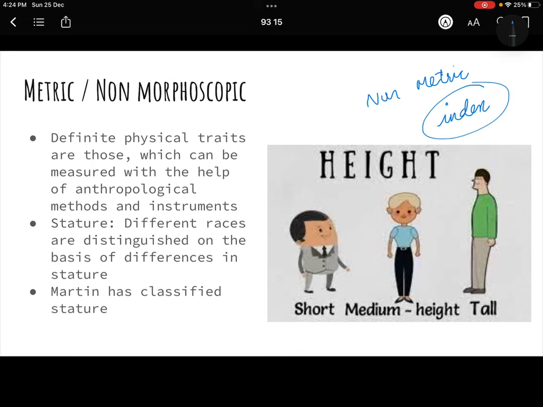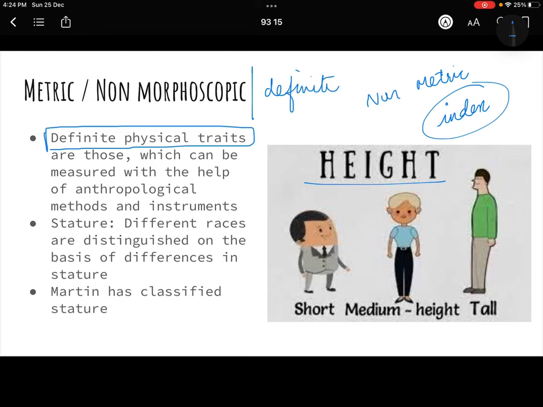So first is the height. Obviously you can measure your height, right? So these are also called definite physical traits, because the ones we studied yesterday were called indefinite traits, because we were not able to measure them. These are called definite physical traits. So these are traits which can be measured with the help of anthropological methods.